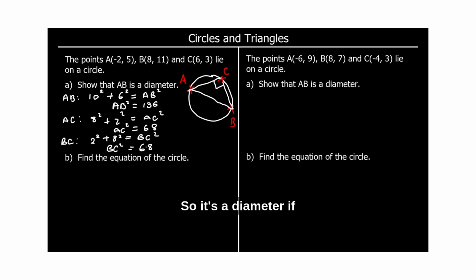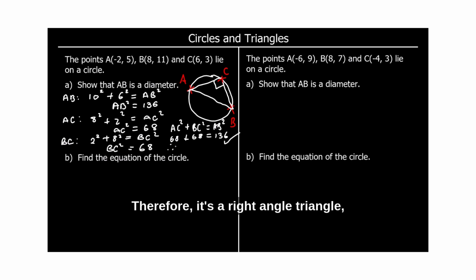So it's a diameter if AC squared plus BC squared equals AB squared. And it does, because 68 plus 68 does equal 136. Therefore, it's a right angle triangle. Therefore, a diameter.